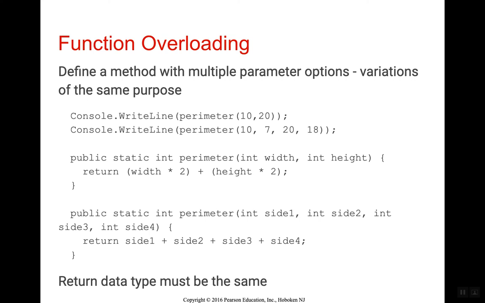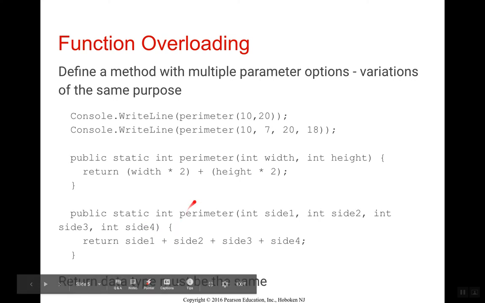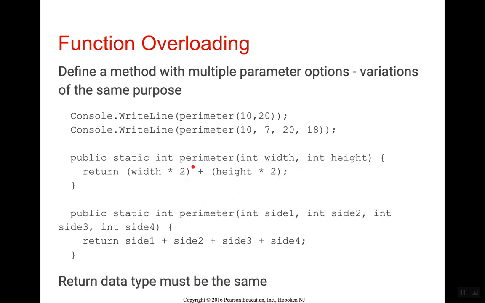You can overload functions. I won't dwell on this very much, but you can define functions with the same name with different parameter types. Okay, so in this case, I have two functions. They're both named parameter. Okay, but this one has two integer parameters, and this one has four integer parameters. So in this case, even though they have the same name, they're two separate functions. Okay, this is called overloading, and what makes them unique is this signature. So this line right here, public static int parameter, this is what we call the signature.